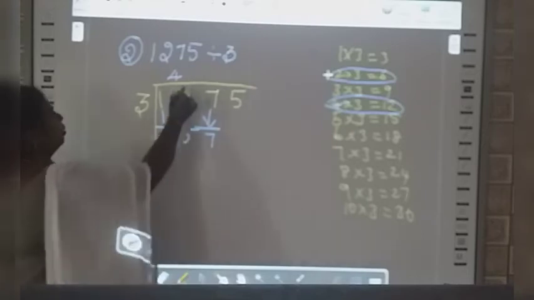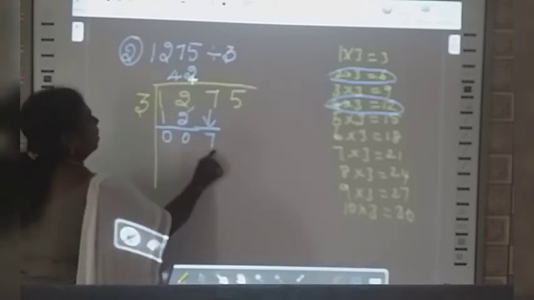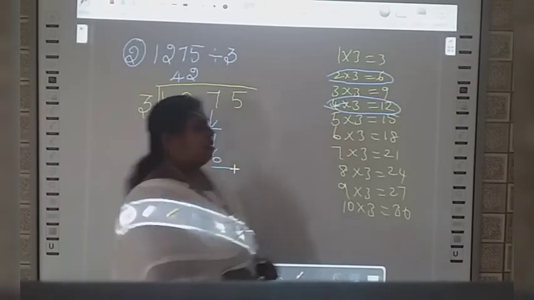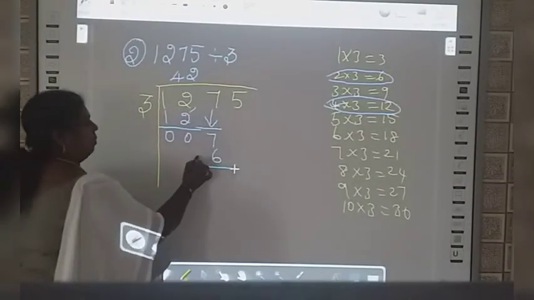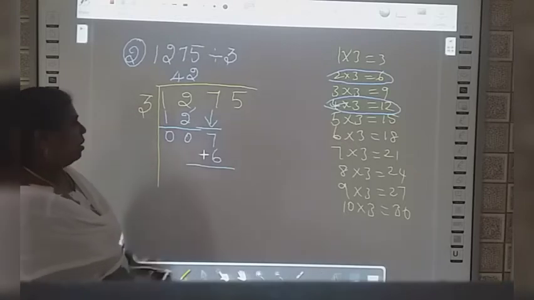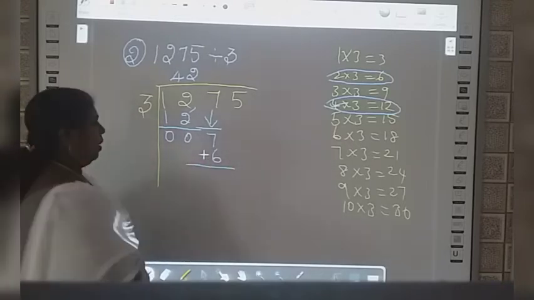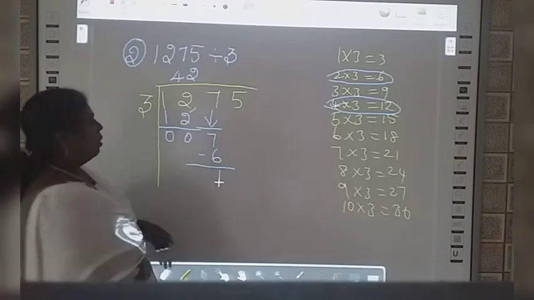So 7 is there, which means you can use the second one, 2 times. 2 times 3s are 6. Okay. So now the next step, let us subtract the value. 7 minus 6 is 1, isn't it? 1. Okay.